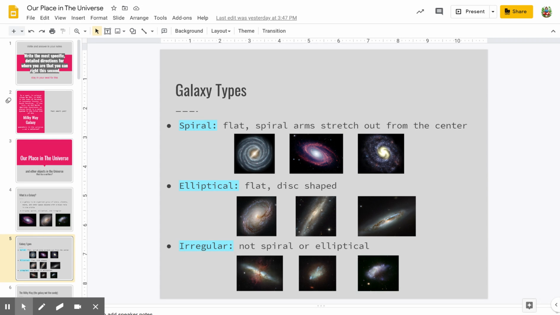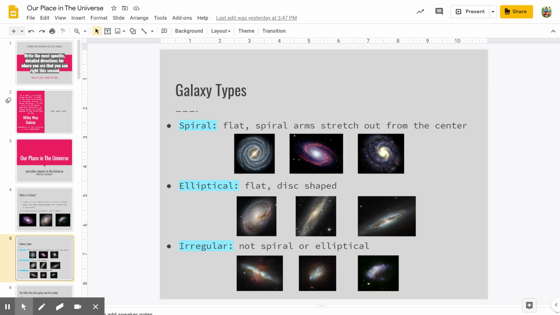A spiral galaxy is going to be flat and have arms stretching out from the center, just like we see here on these slides. We can see the defined arms reaching out from the outside. This one only has two, and this one has three, but this one right here, this is our Milky Way. This has got a bunch of arms inside of that galaxy, okay?